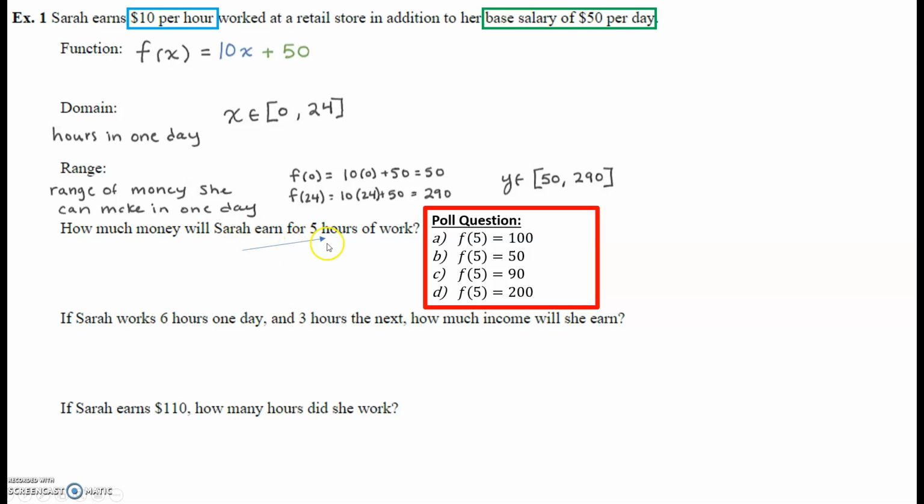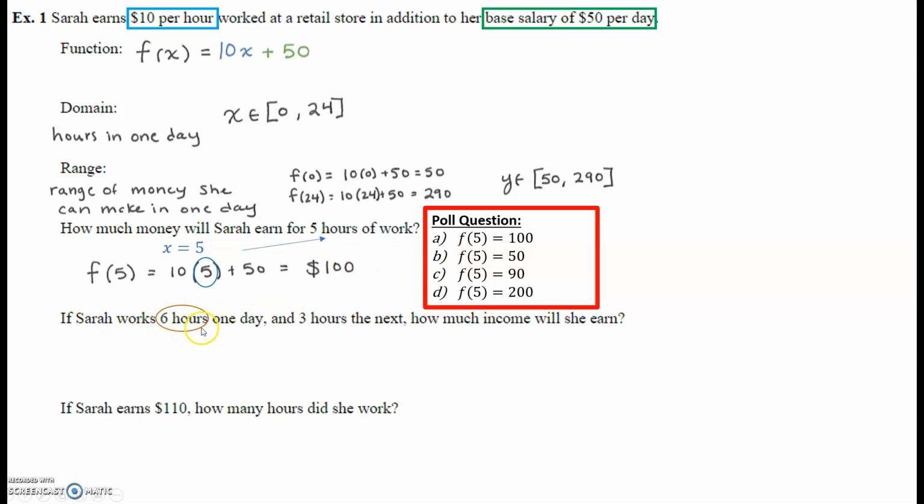Okay, so if you plugged 5 hours in, that's saying that x equals 5. So we would do f of 5 equals 10 times 5 plus 50. So 10 times 5 is 50, and then 50 plus 50 is 100. So it would have been A.